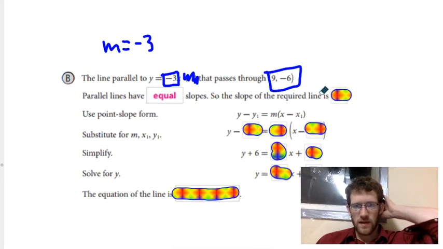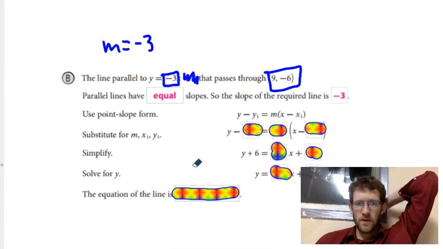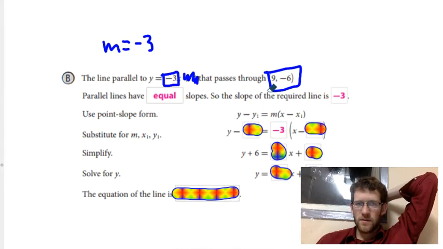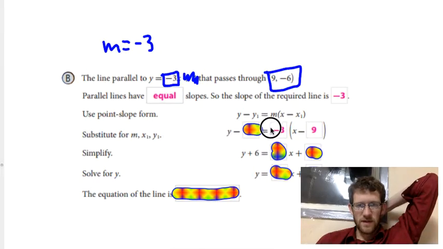So we talked about that. They're going to have the same slope. We know the value for m. That value is going to be -3, so we can plug -3 in there. We know the value for x1. That value is 9. We can plug that in there. We know the value of y1, so it's -6, so we can plug it in there.